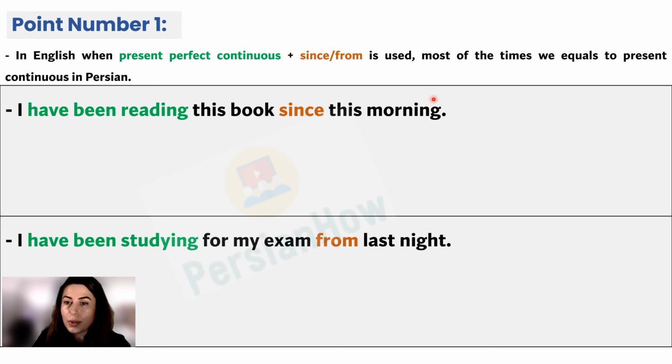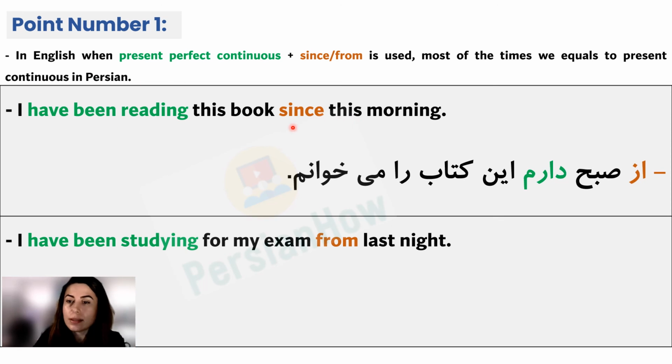So the way we say it, we first need to say this part and then we need to say this part. So meaning, since in Farsi is as. So we need to say as صبح, since morning or since this morning. دارم این کتاب را میخوانم. I am reading this book. So since morning, I am reading this book. This is how we say it, like literally.